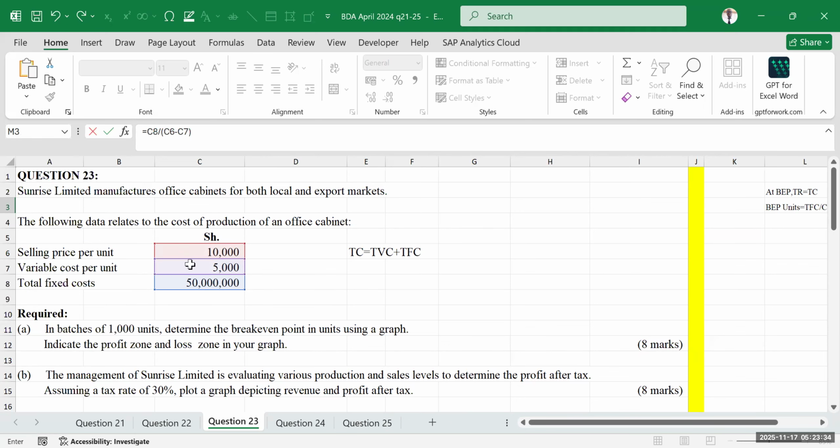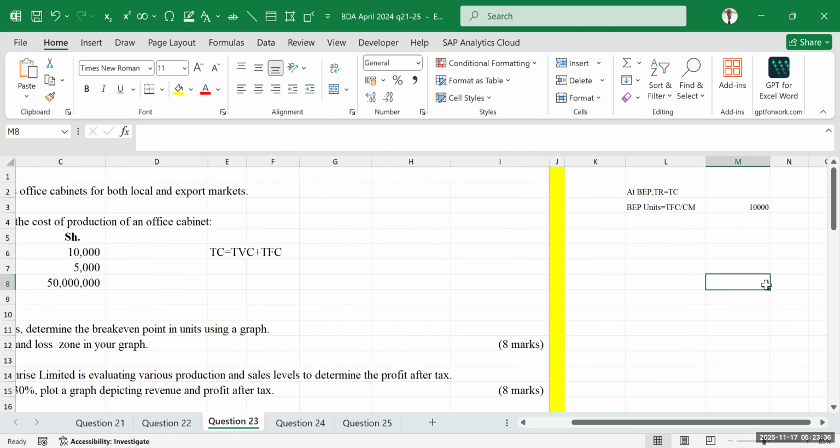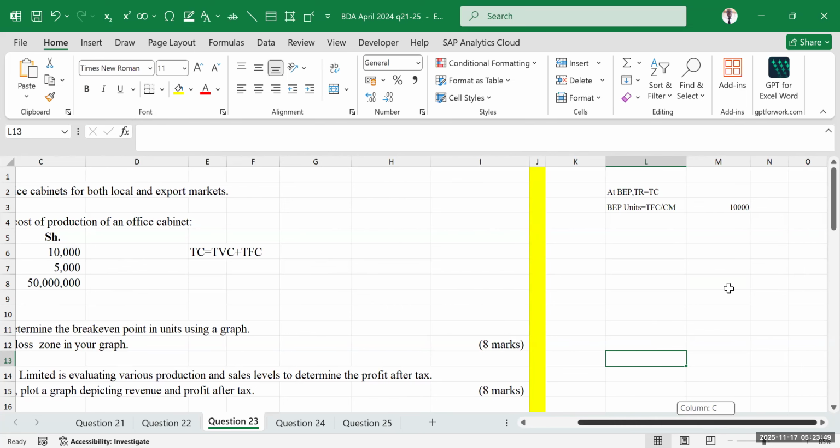I confirm. I have my break-even point in units, and I can see I'm having 10,000. So 10,000 units is the break-even point in units. So when we draw our graph, we already have a reference point. We know where it should fall, where it should lie. So we are going to see that in a very short while.